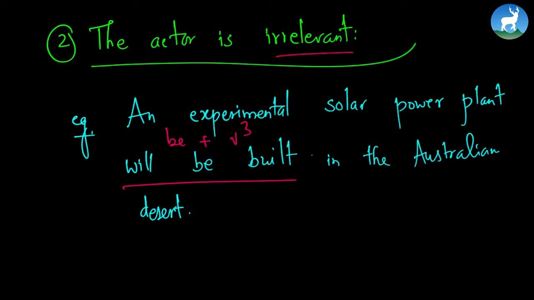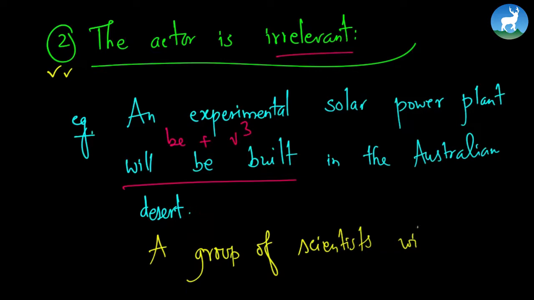So an experimental solar power plant will be built in the Australian desert. It will be built by somebody, of course. That is quite obvious, but we don't care about that person, right? So that is why we use passive voice. And if you were to change this sentence into active voice, you would say something like, a group of scientists will build an experimental solar power plant in the Australian desert. That is how you would write. We didn't really care about this group of scientists.